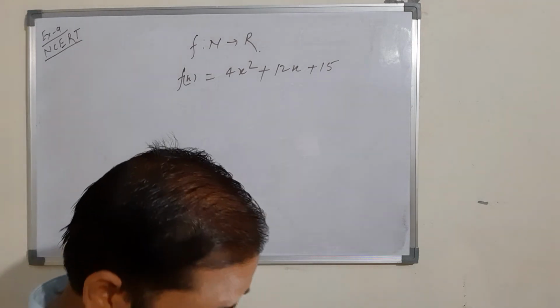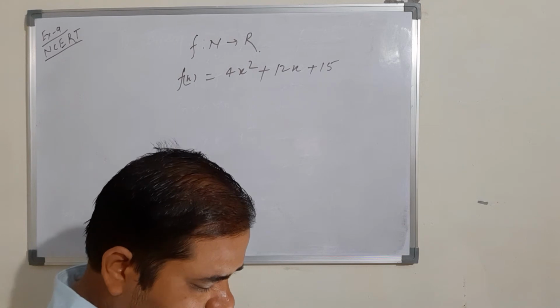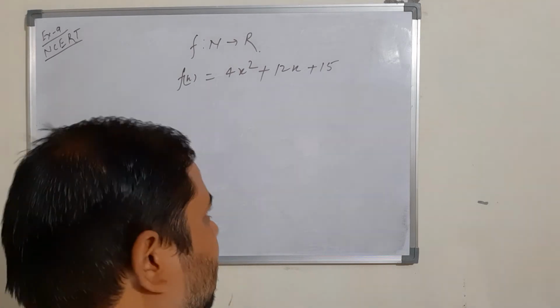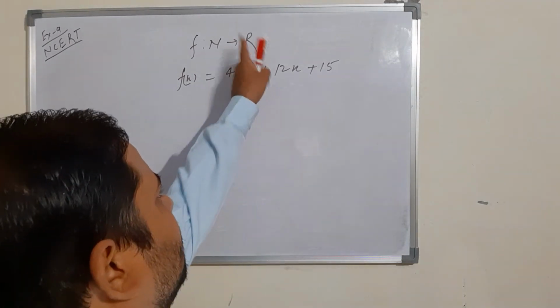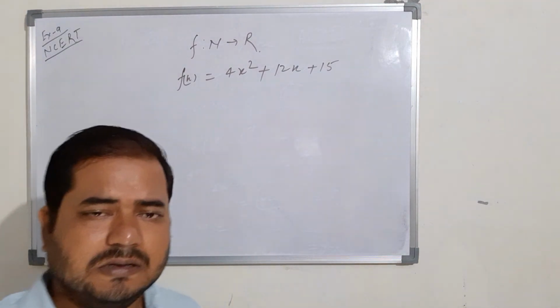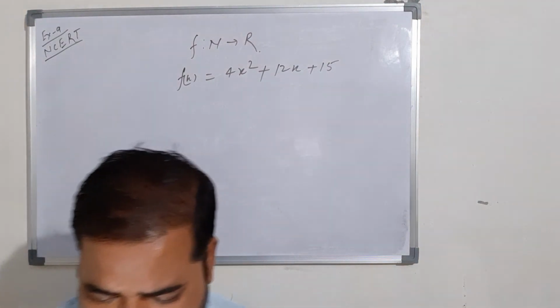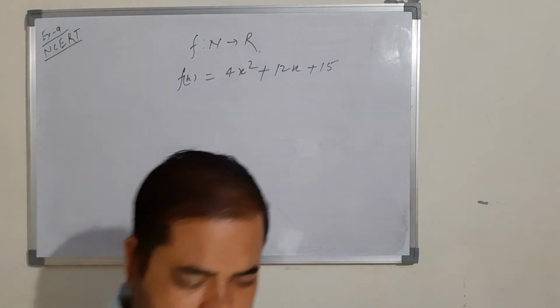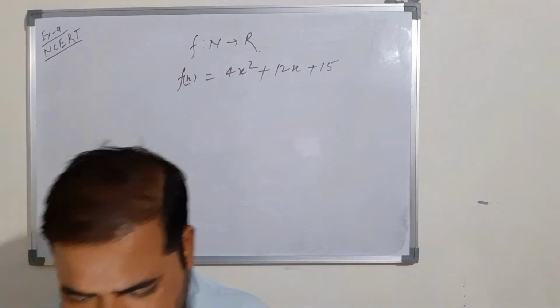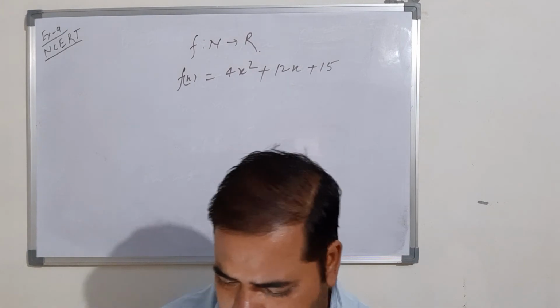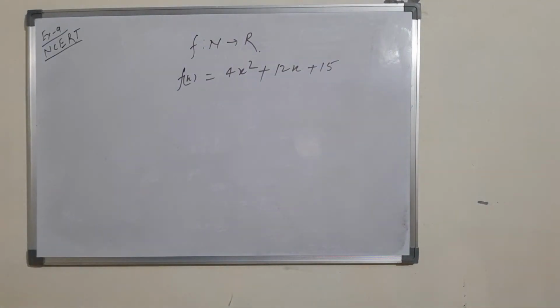Then we have to show f from N to S, where S is the range of f, is invertible. Find the inverse of f also.